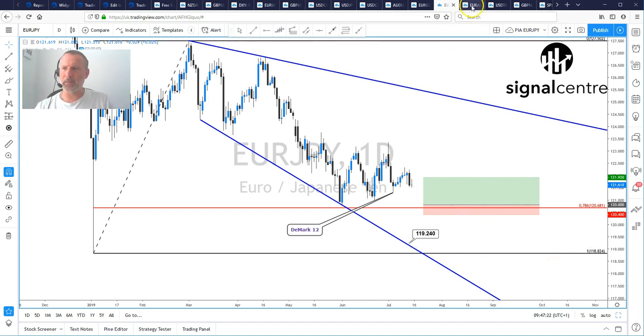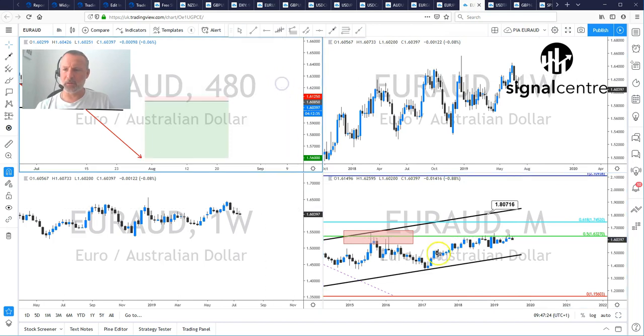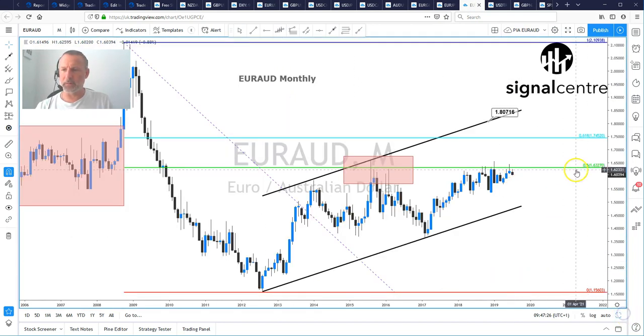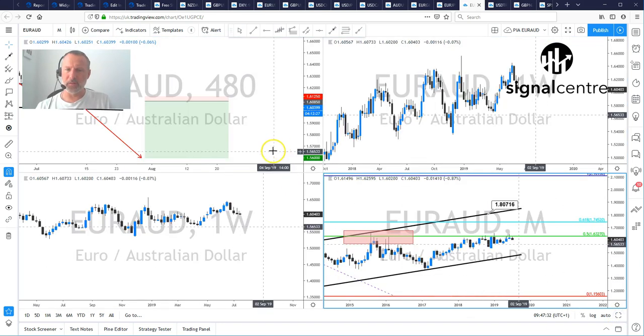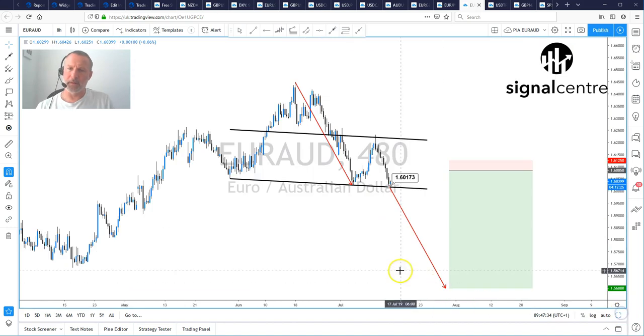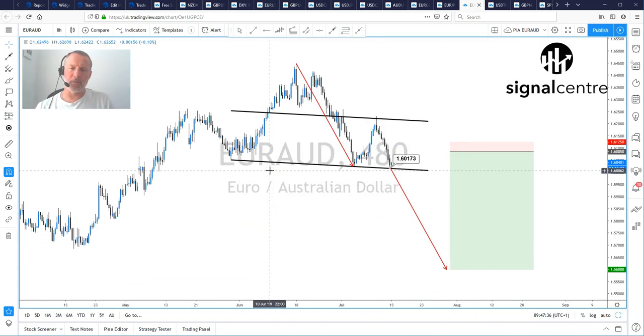Just quickly before we finish, interesting setup, Euro Oz monthly chart, 50% fib, looks to be finding some buying interest, and then if we go to this time frame, looks to have formed a bearish head and shoulders pattern. So again, 160.70, 160.17 is the support level. We've got some resistance today located at 160.85.